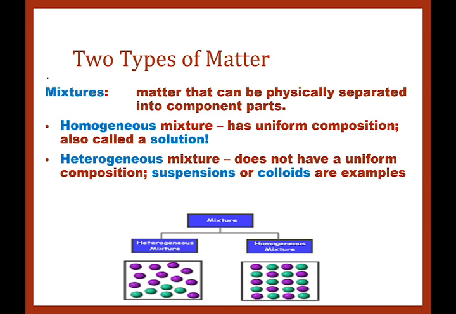There are 2 types of mixtures. There's homogeneous mixtures, and those have a uniform composition, and we also call those a solution. And then heterogeneous mixture, of course, does not have a uniform composition, and that included things like suspensions and colloids. While most of this unit is going to be over solutions, you are responsible for the review of the types of matter: pure substance, heterogeneous. Those are definitions that could show up.